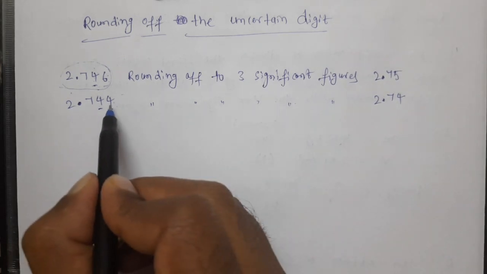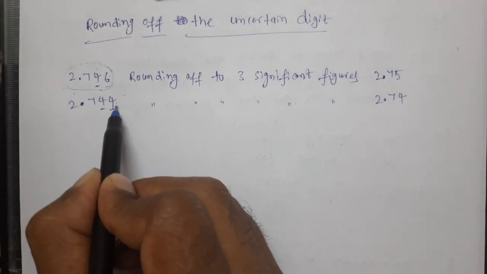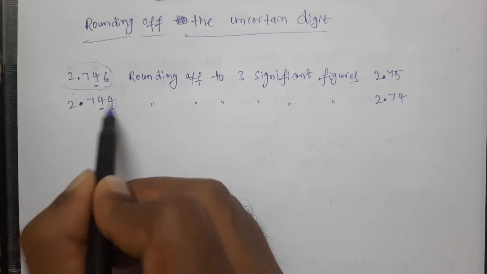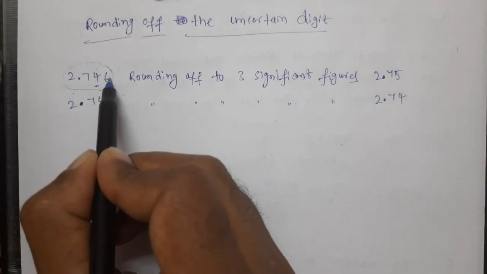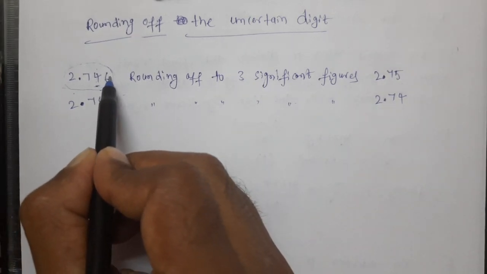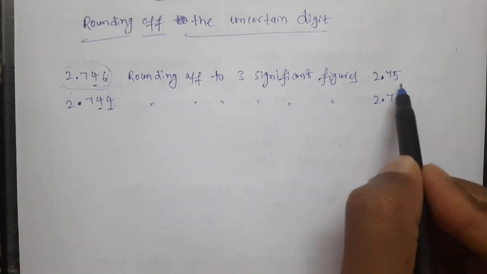2.74. We just omit the fourth digit. If the fourth digit is less than 5, we directly omit that number. So we write the remaining value, 2.74. But here 6 is more than 5, whether it is 6, 7, 8 or 9, whatever it may be, so we have to write 2.75.